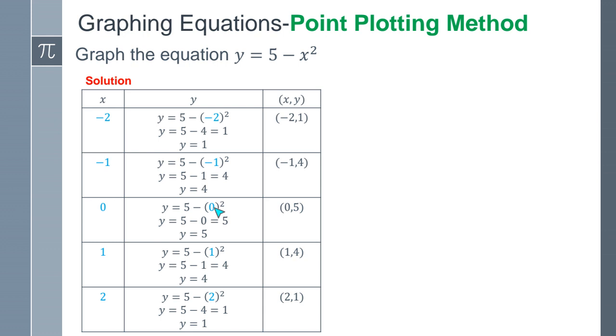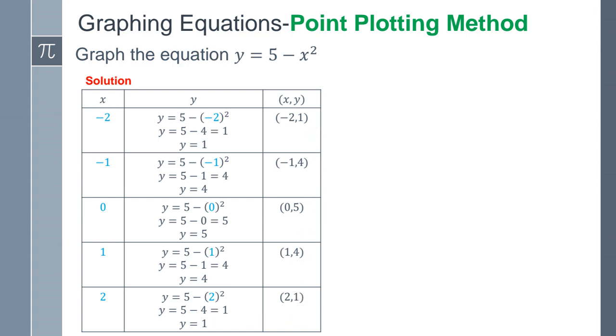Here we plugged in 1 for x and 2 for x. So if we simplify, then we get 5, 0, 5. If we simplify here, we get 5 minus 1 is 4. And then 2 squared is 4, so 5 minus 4 is 1. So these are our ordered pairs.